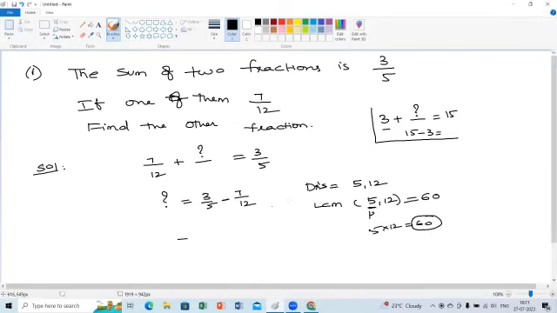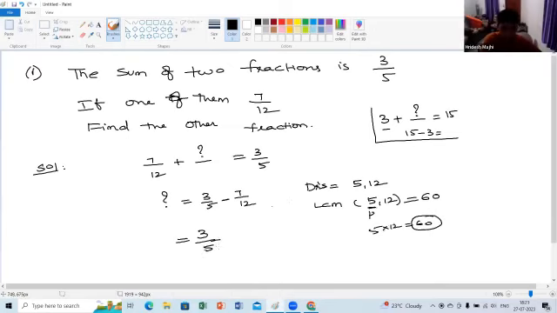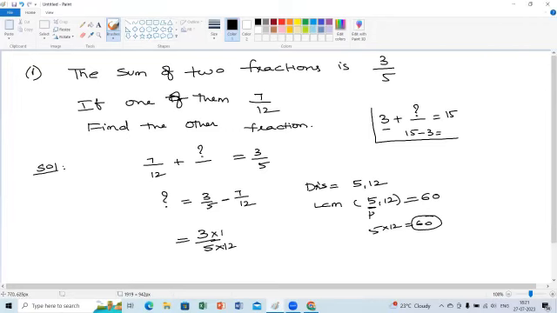To make the denominators the same, like 60, what number do we need to multiply? Teacher, the same number with the numerator also, which we are multiplying with the denominator. Yes, numerator and denominator. Very good. 12 5s are 60, so the denominator is matched. Whatever number you multiply the denominator by, you should do the same for the numerator also.